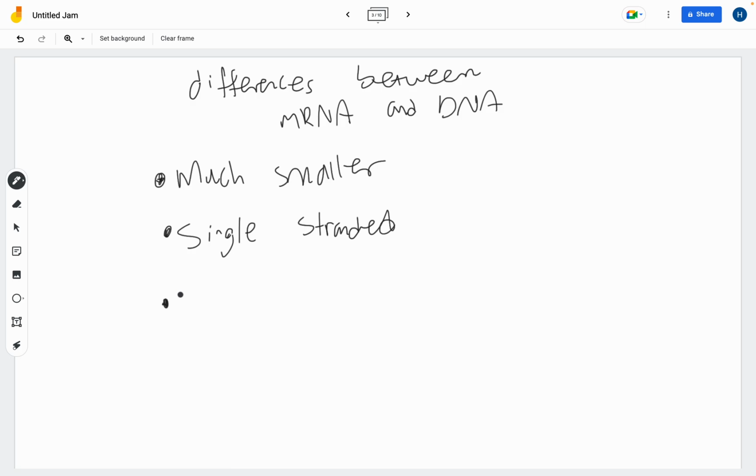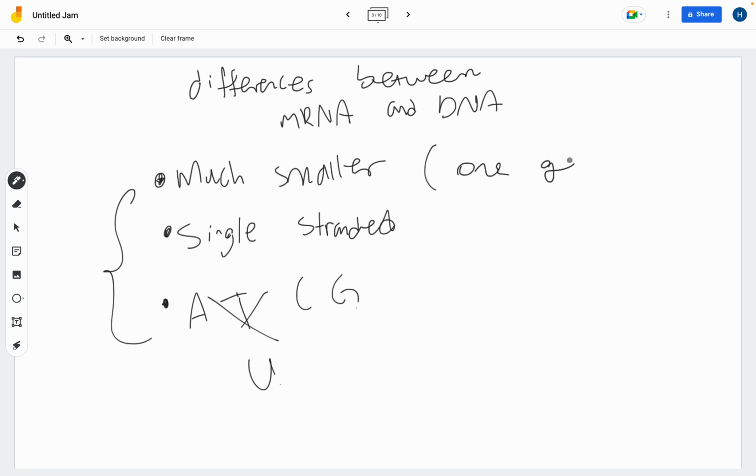And rather than containing the base thymine, so we looked at ATCG, right? Apple tree, car, garage. Rather than containing thymine, it contains uracil instead, so AUCG. We'll look at this as well in just a moment. These are the three key things that you need to know. It's much smaller than DNA. It's single-stranded. It's much smaller because it's only one gene long, because that's how long it needs to be to form a protein. Single-stranded, and it doesn't contain thymine, and it contains uracil instead, so AUCG.